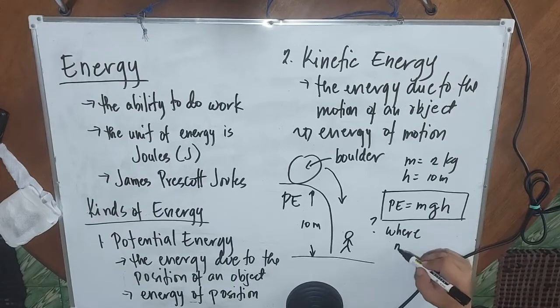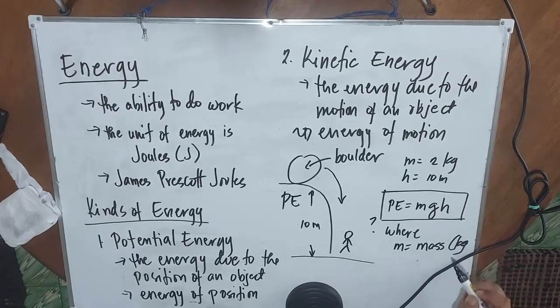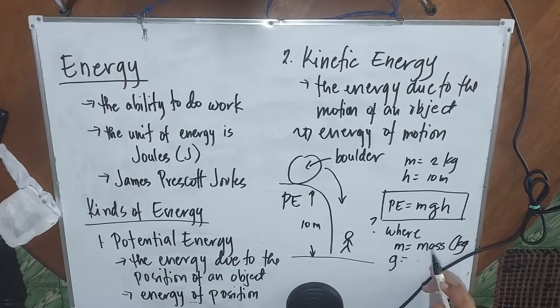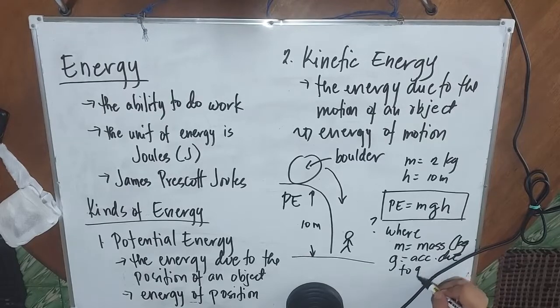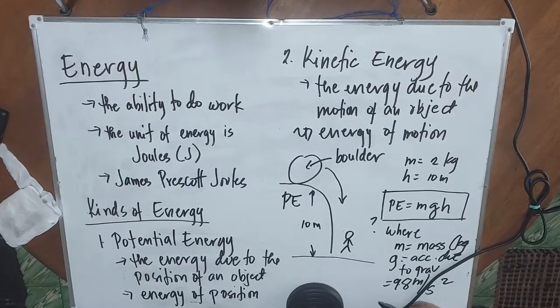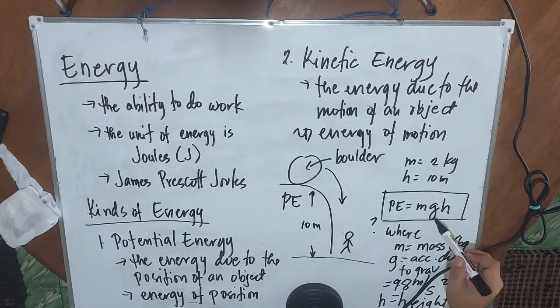where M is equal to the mass of that object in terms of kilograms. G is equal to the acceleration due to gravity, which is a value of 9.8 meters per second squared. Okay? And of course, H is equal to the height of an object. Okay? So, ito yung working formula natin kapag tayo nagpa-compute ng potential energy.